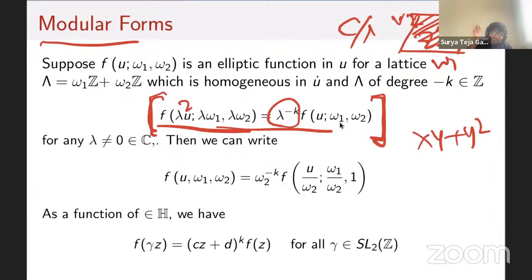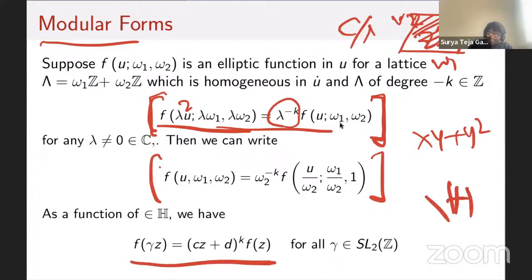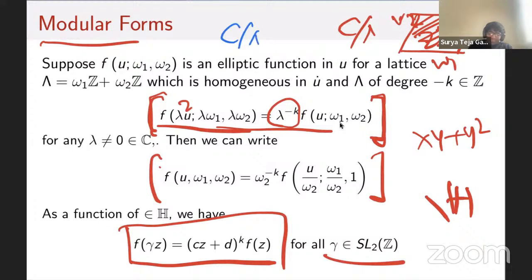So in terms of these descriptions, you can think of this function as a function on H mod gamma, or basically a function on H that satisfies f of gamma Z equals this interesting factor (CZ plus D) to the k times f of Z. So instead of just f of gamma Z equals f of Z, depending on the problem, if this comes from some homogeneous function on C mod gamma, corresponding to an elliptic function, you get a relation like this.